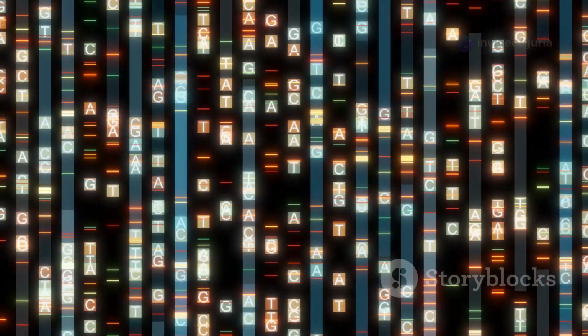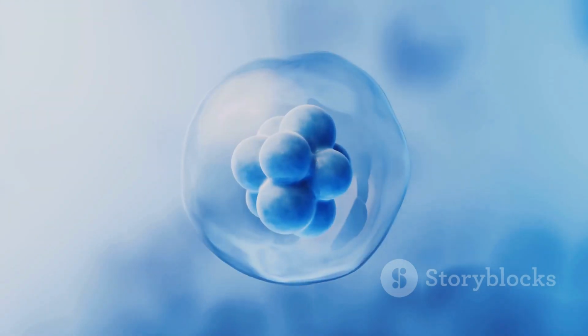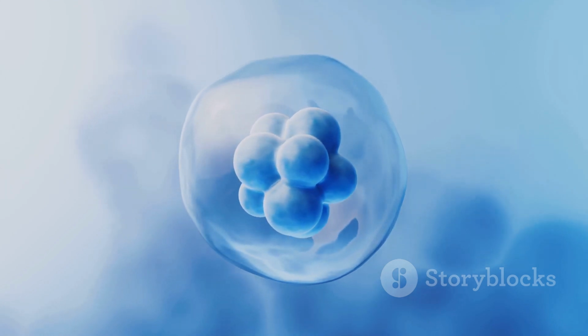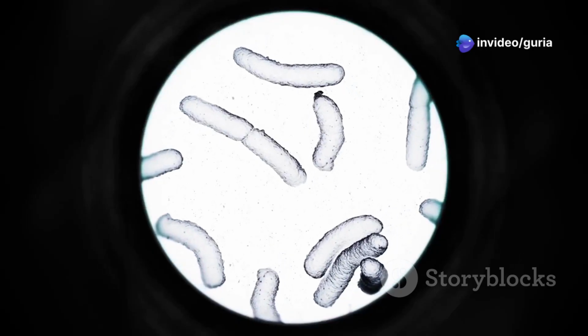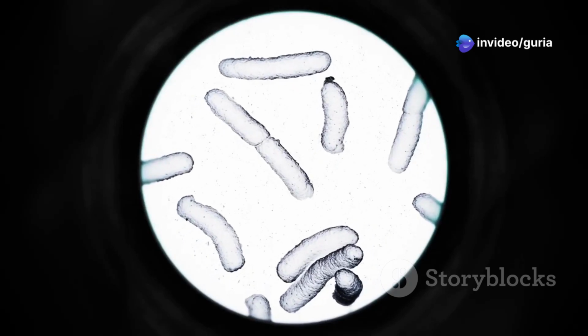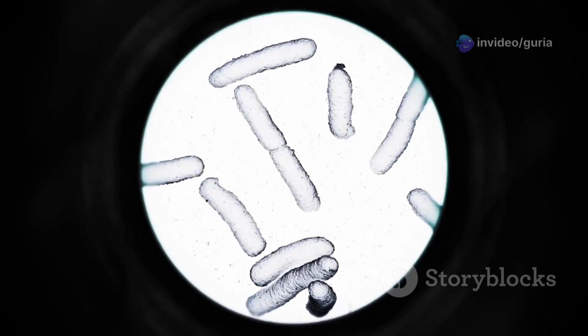This is where operons come into play. Operons are like genetic switches, turning genes on or off in response to the cell's environment. They allow prokaryotes to adapt quickly to changing conditions, ensuring their continued existence in an ever-changing world.